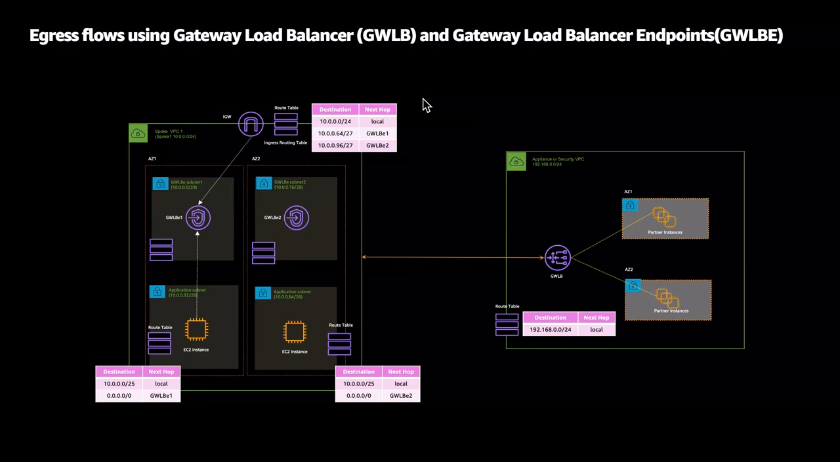Now, as the EC2 instance tries to egress out to the internet, we route all traffic to the gateway load balancer endpoint, which sends traffic to the gateway load balancer. The appliance instances inspect this, send it back to the gateway load balancer, out to the internet gateway, and follows a similar path back where ingress routing enables traffic to hit the gateway load balancer endpoint before it makes its way back to the application instance.